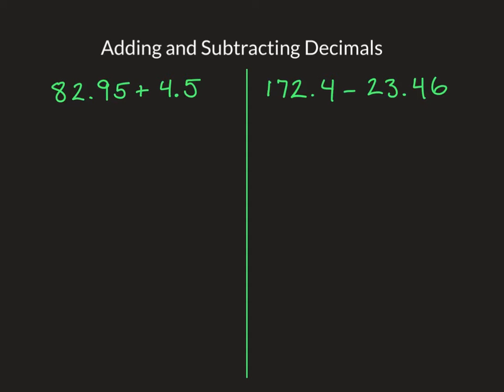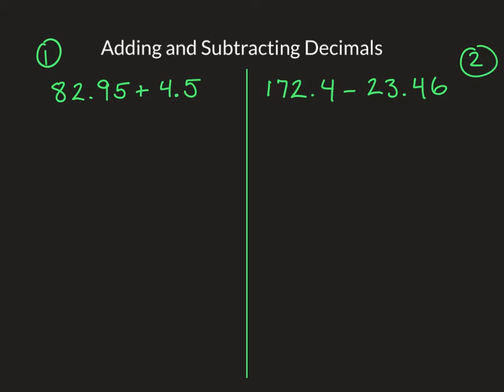Okay, in this video, we're going to do two examples of adding and subtracting decimals. So our first example over here is an example of adding, and our next example will be of subtracting. As we learned in our last video, it's very important to line up the place values in numbers when we are adding and subtracting. So the easiest way to do that when we have decimals is to line up the decimal points.